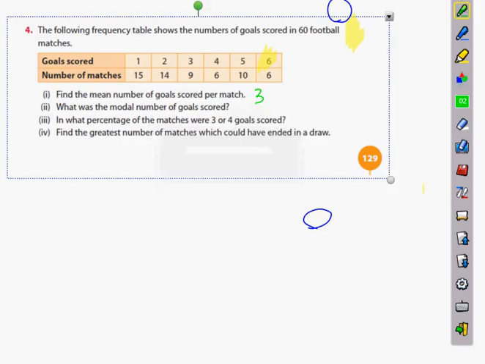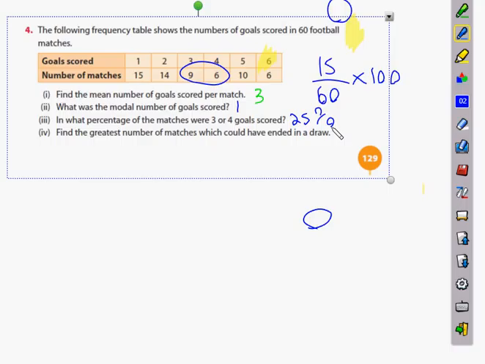Sorry, less. So 15. Sorry, one goal is the most common. What percentage of the matches where 3 or 4 goals scored? 3 or 4 is 15 out of 60 multiplied by 100. 25% or a quarter of the games.